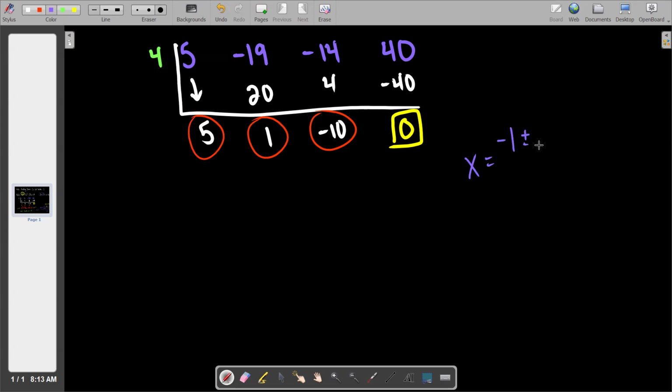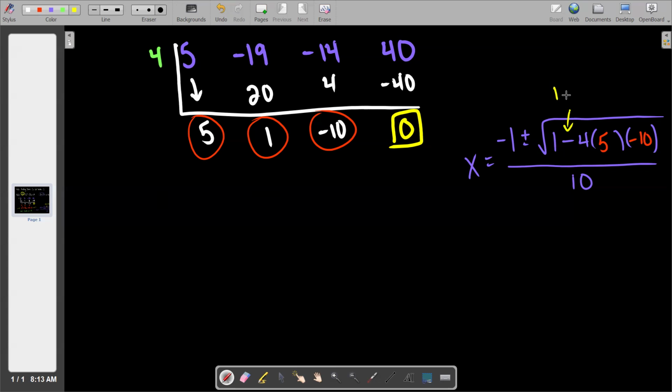Negative 1 plus or minus. All divided by. Nice. And then when we backfill the blanks, what do we put in there? 5. 5 and 10. And negative 10. And for the third straight time, we're going to switch to addition. So the discriminant is actually just 1 plus what? What's 4 times 5? 4 times 5 is 20, and 20 times 10 is 200. So it's really 1 plus 200.